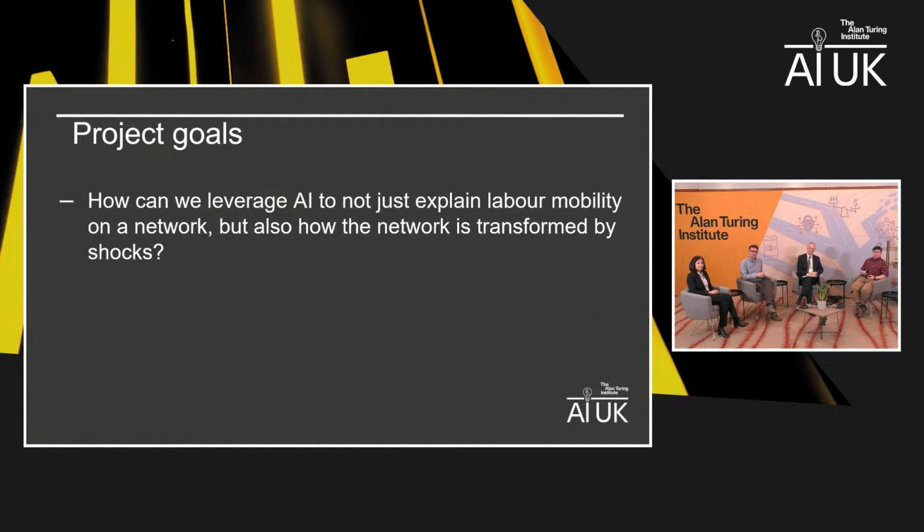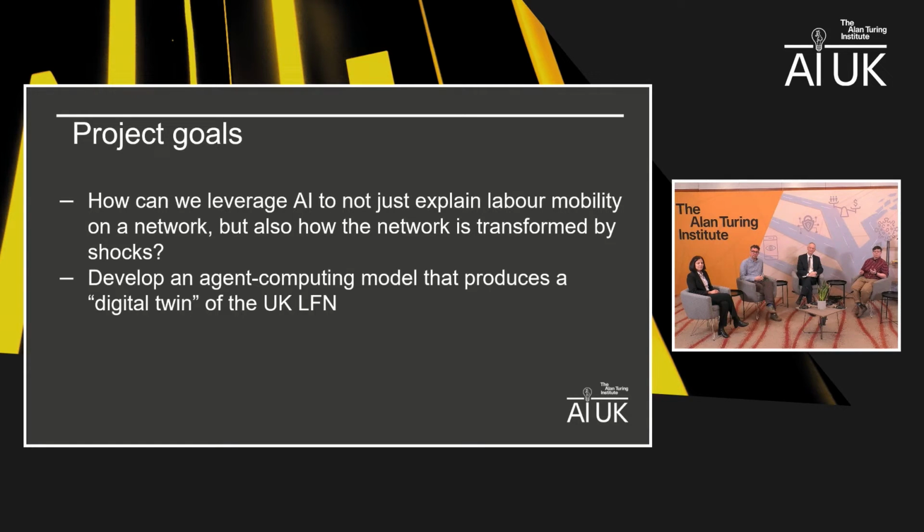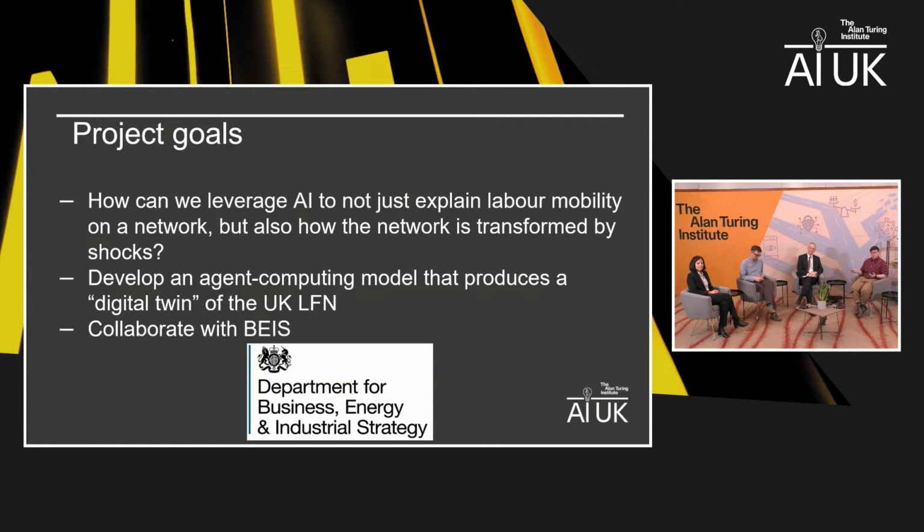This brings us to our project goal, which is to look at this kind of broad question of how we can leverage AI, not just to explain labor mobility on a network, but also how the network is transformed by shocks and how these networks form at a much more fundamental level. In order to do this, as Wilmer mentioned, we're developing an agent computing model that produces a digital twin of the UK labor flow network. And as he also mentioned, this is in collaboration with BEIS, who have been really helpful in the development process. It's been a great collaboration for us.